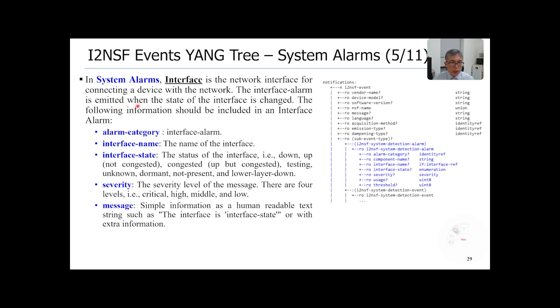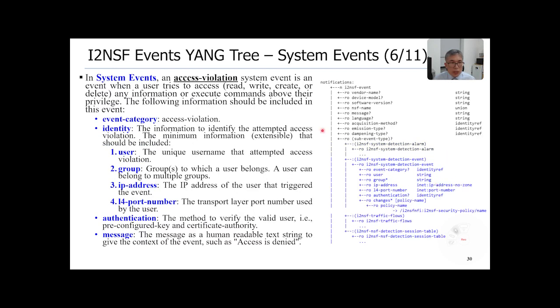So this is emitted when the state of an interface is changed. The information includes alarm category, interface name, and interface state, like up, down, up but no congestion, up but congested, testing, unknown, dormant, sleeping, not present, and lower layer down. Severity, we have four severity levels, and a message for the human administrator. So this is the system alarm for interface.